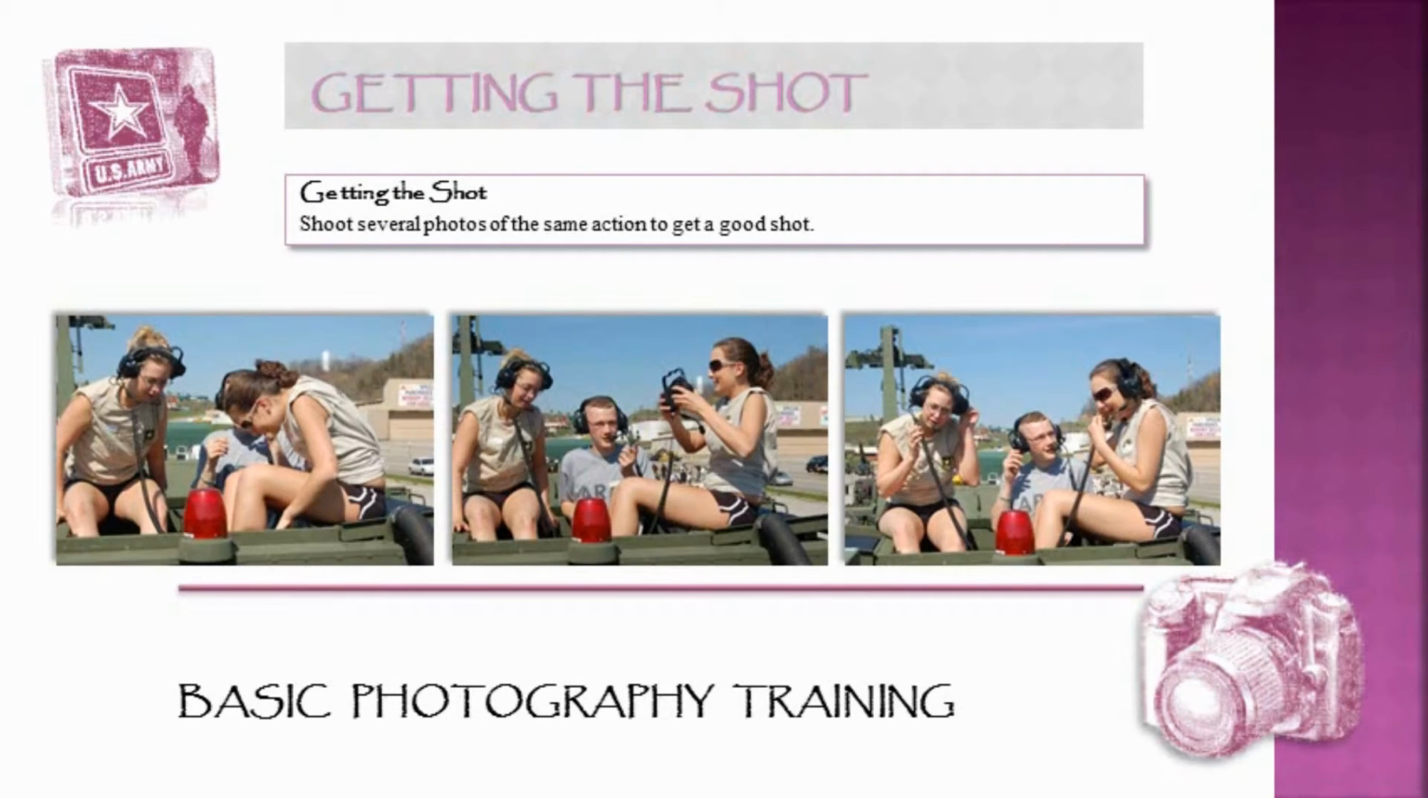Now let's talk about how to get the best shot possible. Shooting several photos of the same action can help you get a usable photo or several better ones. This series of photos shows how shooting uncontrolled action usually requires more than one attempt to get a good shot. To get these 3 shots, the photographer climbed onto the vehicle and sat at the back of it looking to the front. After taking many photos of the action, these were the best 3.